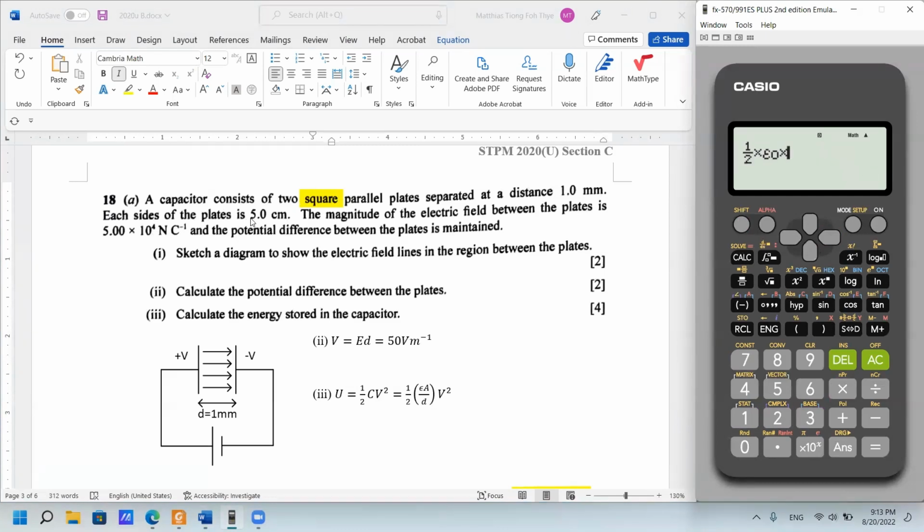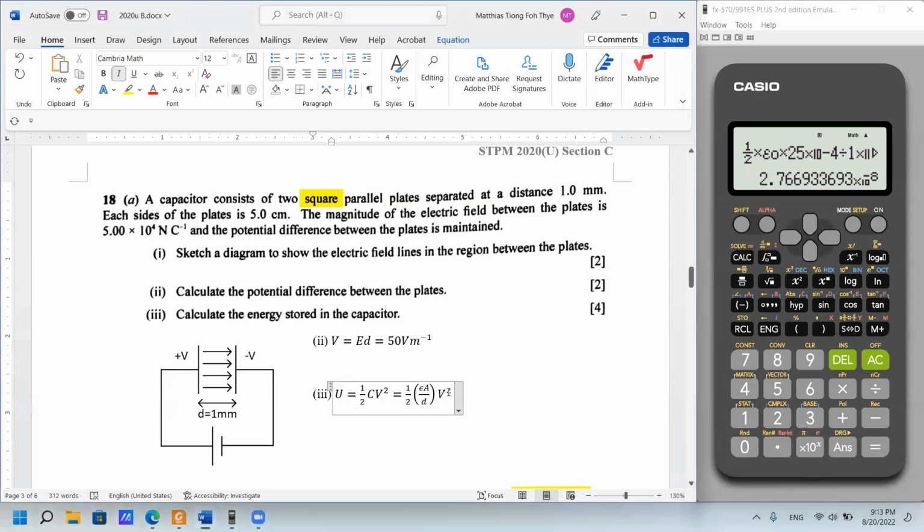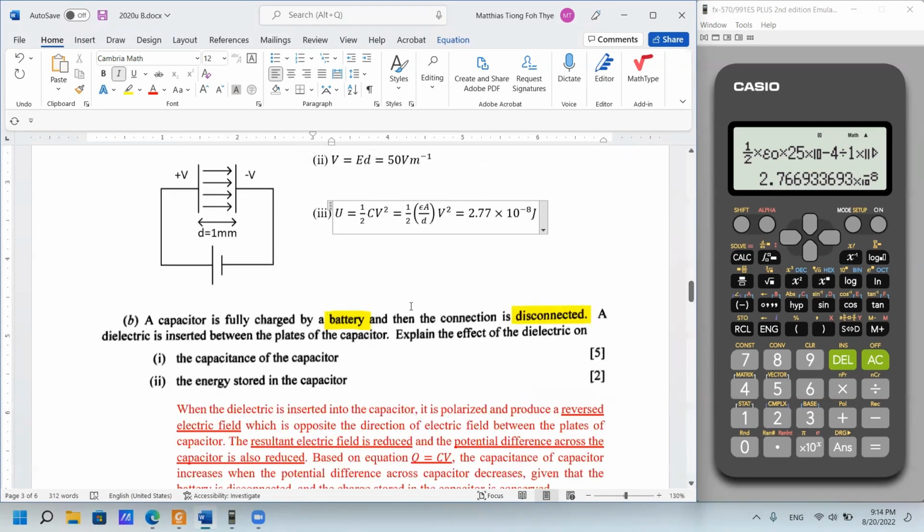So we have 5 times 5 centimeter, which is equal to 25 times 10 to the power of -4, divided by the distance, 1 millimeter. And then we multiply by the square of the voltage, 50 squared. So in the end, the energy that can be stored in the capacitor is 2.77 times 10 to the power of -8 joule. Now we move on to question B.